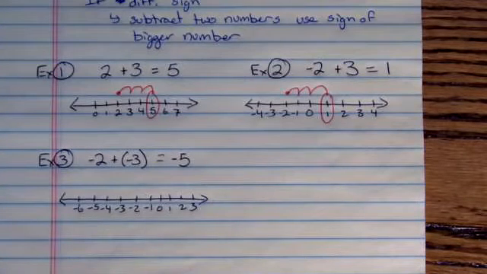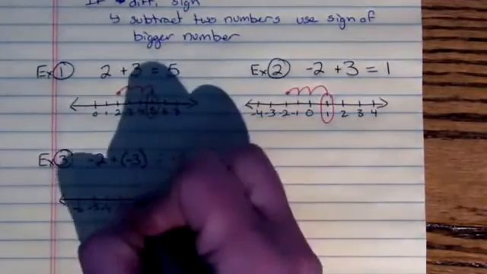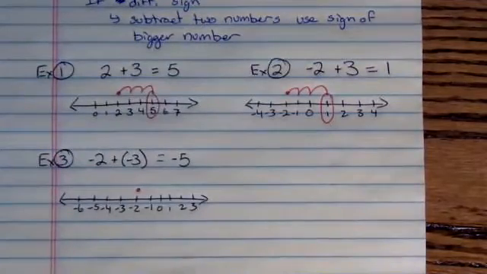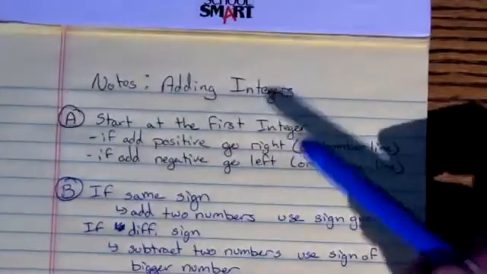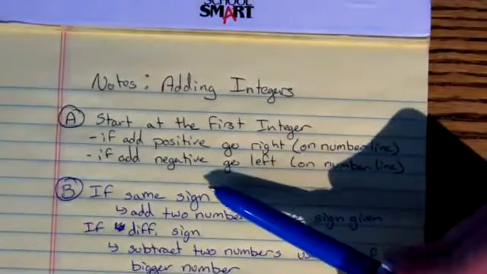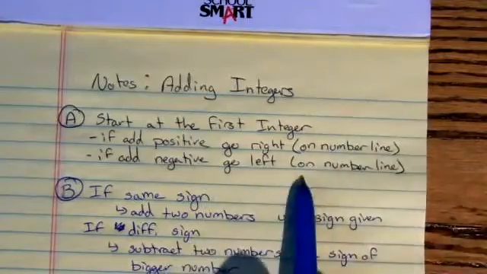All right, so on our number line, if we remember from the rules, we start at the first integer. So our first integer is -2. So we're going to start here. And then we're going to add -3. Well, if we look back at our rules, we're adding -3, so we're adding a negative. We're going to go left.